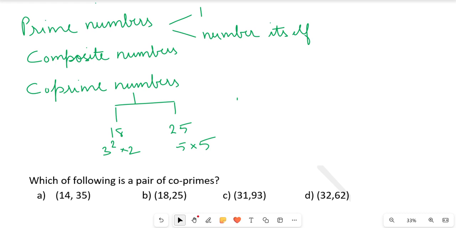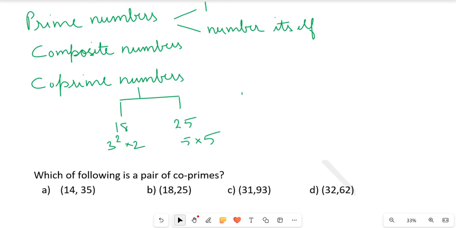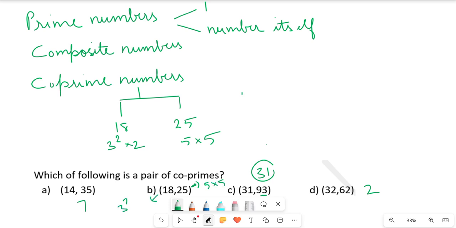Here if I see, they have a common factor 7. Here they have a common factor 31. 31 is a prime number, but if you see, 31 into 3 is 93. And here also we have a common factor 2. See, it's an MCQ, you have to be very quick. You need not find all the factors. Just see if you are getting a common factor or not. Here I don't have any common factor. For 25 it is 5 into 5 and for 18 it is 3 square into 2. So it does not have any common factor. My correct answer is B.